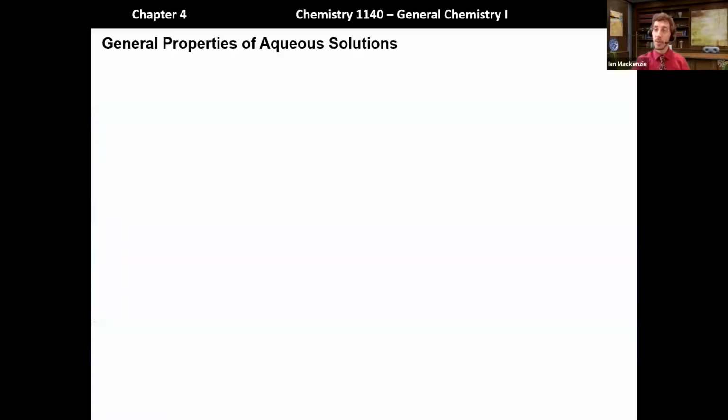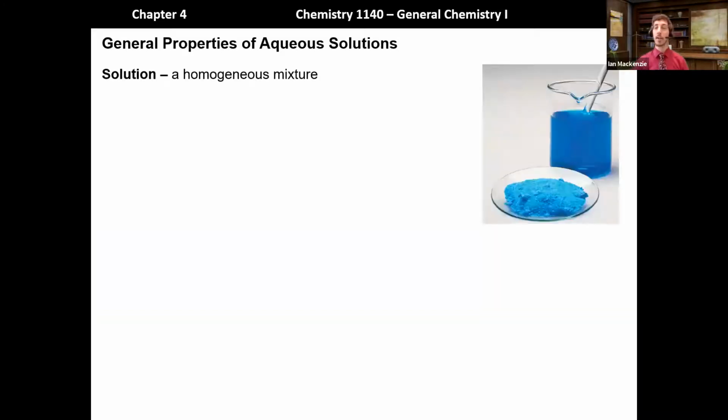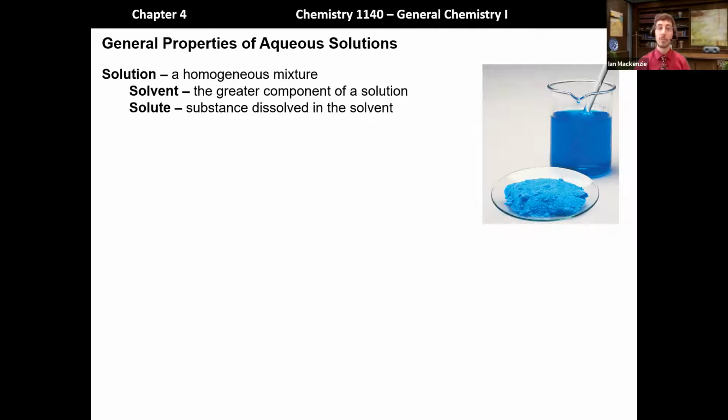Now, we talked about solutions a little bit in chapter 1. So remember, a solution is simply a homogeneous mixture, something like this case where we've got copper sulfate dissolved in water. And we need to expand our vocabulary a little bit. We need to add some more terms to our knowledge. And with solutions, two very common terms are the solvent and the solute.